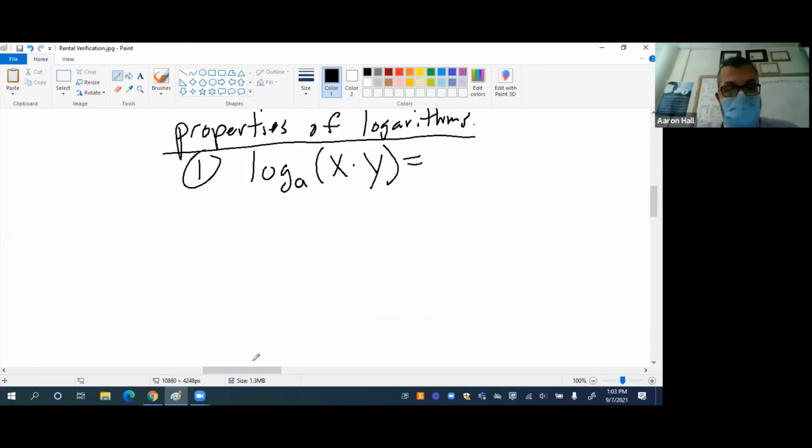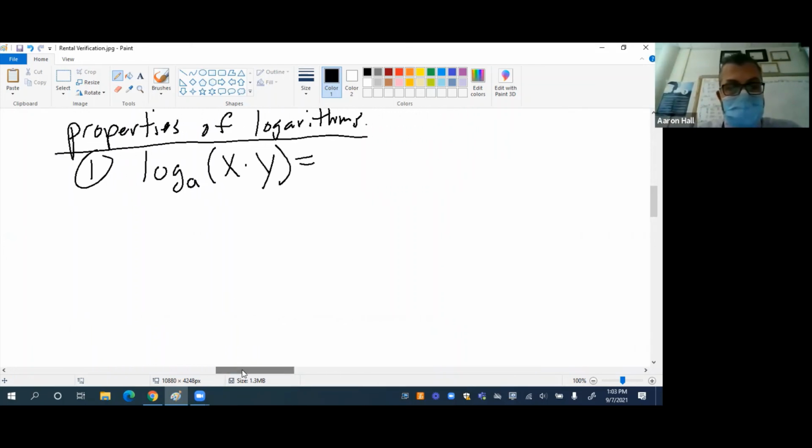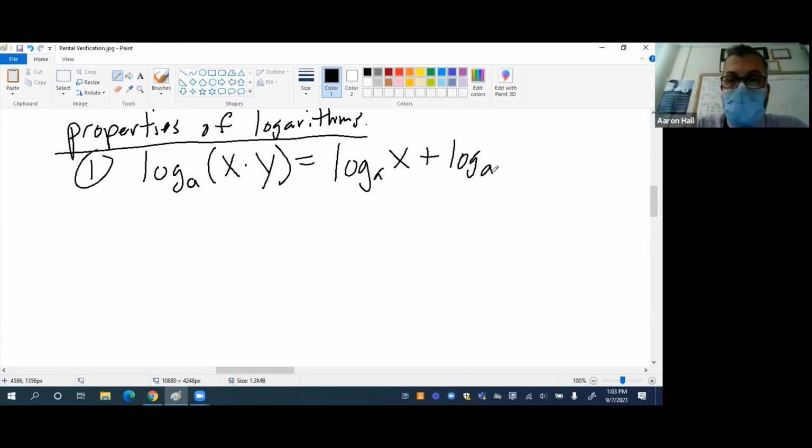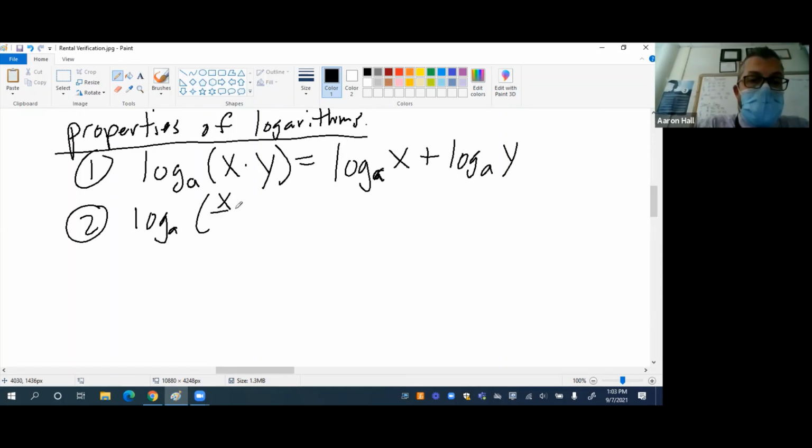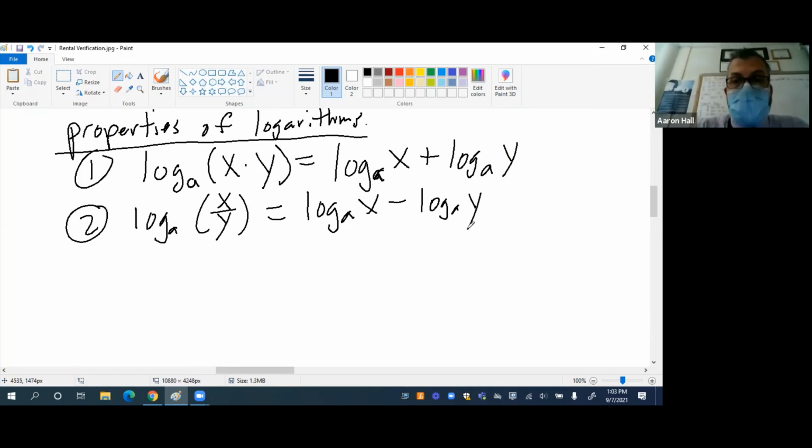How do I expand this? What's this in expanded form? These are just patterns that mathematicians have seen. Thomas? Log base a of x plus log base a of y. Yeah. We have another one, there's just 3. We have log base a of x divided by y. Log base a of x minus log base a of y. Yeah.